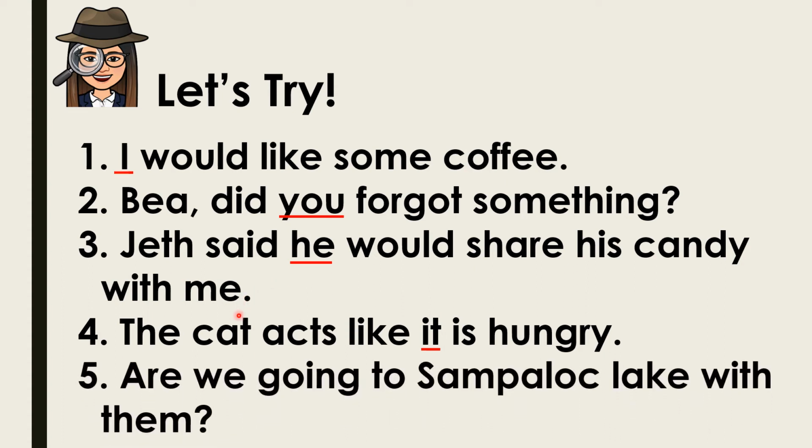Number 5. Are we going to Sampaloc Lake with them? What is the pronoun used? It is we and them. Very good. There are two pronouns in number 5. It seems that you really understand what pronoun is. So now, let's proceed to the other part of our lesson.